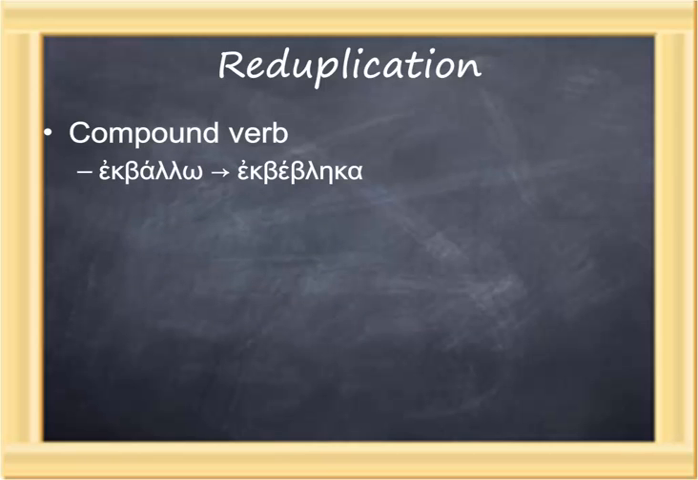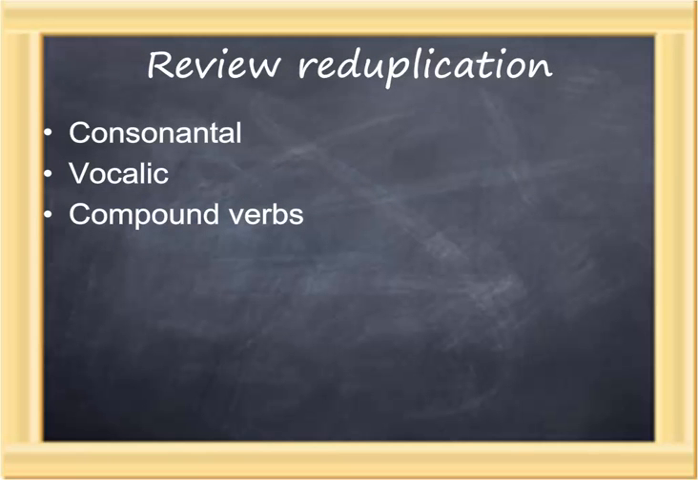Of note, when the verb is a compound verb consisting of a preposition and a stem, the reduplication happens to the stem following the preposition. So ekballo in the perfect tense is ekbebleka. Notice the reduplication of the stem, not the initial preposition. Perfect tenses are formed by reduplication of the beginning of the stem. That can either be consonantal or vocalic, and on compound verbs, it's consonantal or vocalic of the stem, not the preposition.